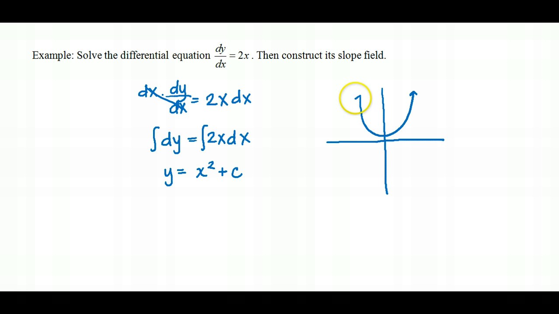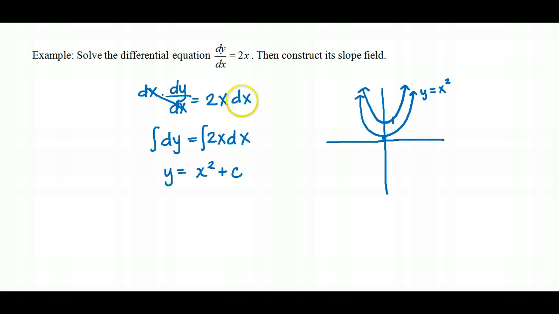Whoops, I missed the origin. So this is supposed to be y equals x squared, actually going through the origin. If c is 1, then this entire parabola is shifted up 1 unit. So we can go ahead and draw that. So x squared plus c is the entire family of solutions where the y-intercept is adjusted along the y-axis.